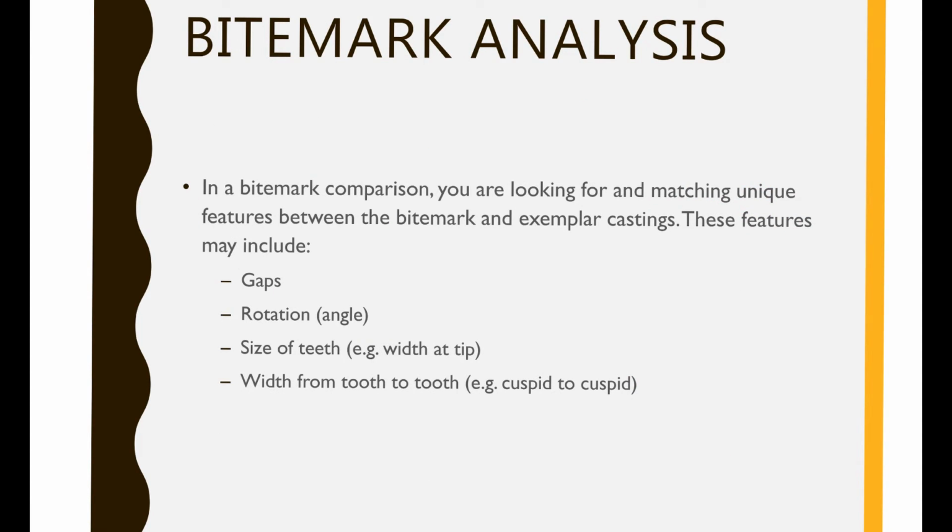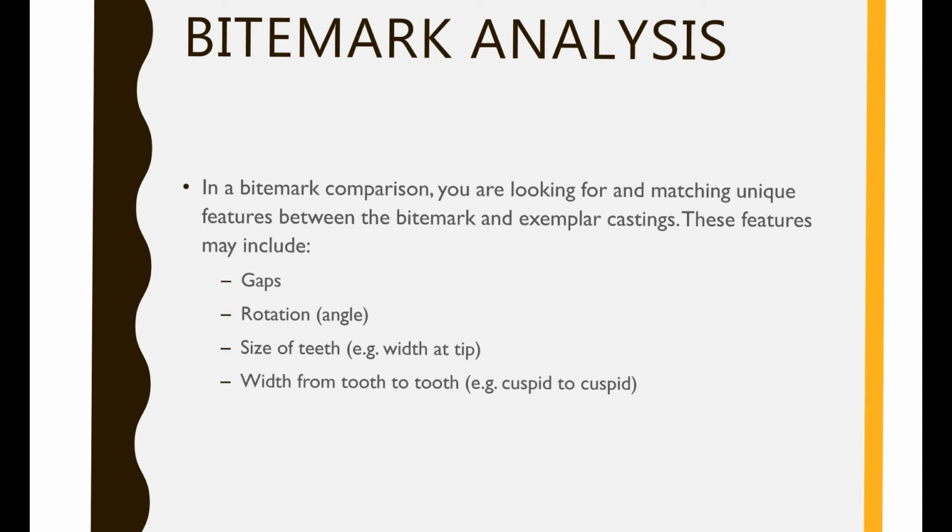In terms of the actual analysis, you are pretty much looking for anything that is a unique feature between that bite mark and the castings from the suspects. Those castings are called exemplar castings. If you think of the word exemplar, it sounds like example. So literally it's an example of this person's teeth. The features can be all kinds of different things, but in class, these are pretty much the ones that we're going to pay attention to.